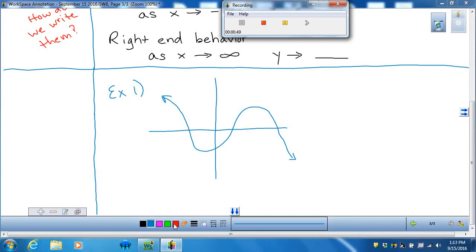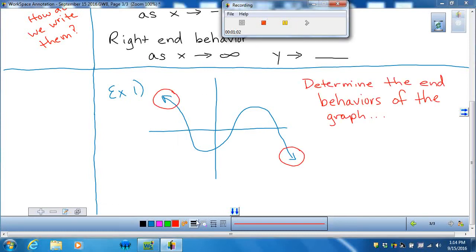Okay, for example 1. First thing you need to do is you need to locate where your ends are. So take a moment, pause, and locate the ends of your graph. Okay, now that you've determined the ends of your graph, the next thing you're going to do is look at the left side of your graph and notice that x is approaching negative infinity when it's going to the left. So we're going to write down as x approaches negative infinity.